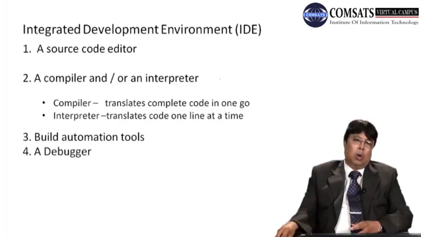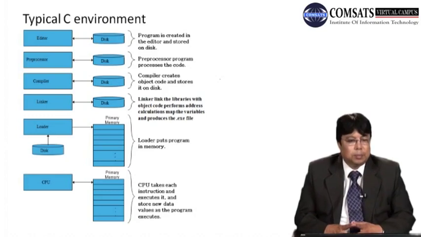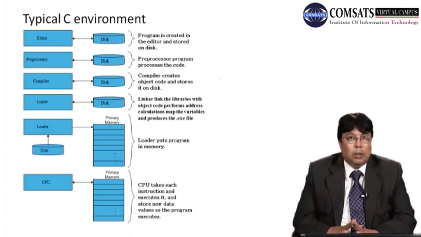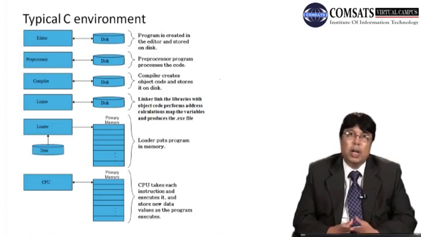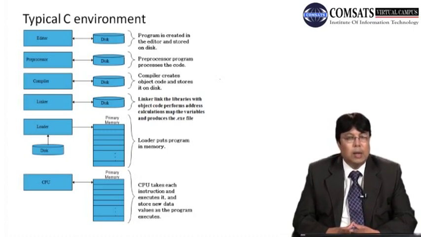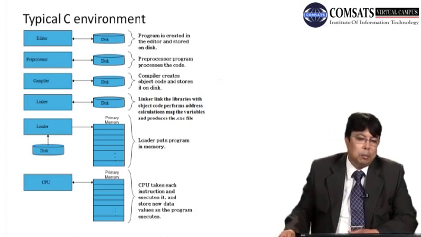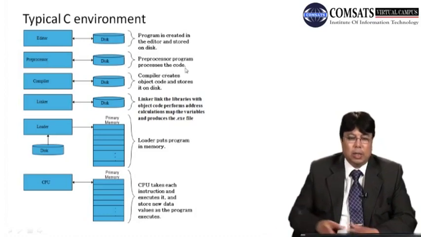So before I complete this lecture, I would like to discuss the typical C environment. We need an editor, and that editor is required to create source code, and that source code we save in a file, meaning we save it on a disk. Then we need a compiler, but here in this slide you will see preprocessor. This is something that I will explain in the next lecture.